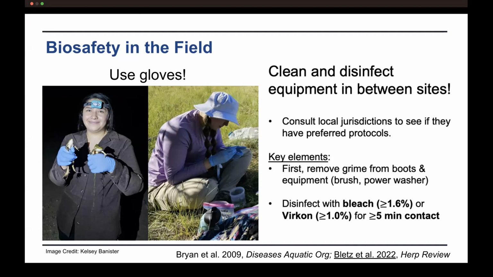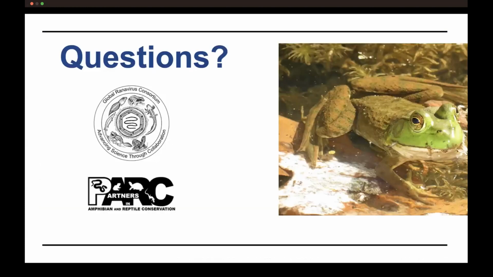But the key elements of any cleaning and disinfection protocol are that first, you should remove the grime from boots and equipment. As Jesse said, this pathogen can be transmitted in wet soil, in just water. And so you want to make sure that you get off all of the wet, grimy stuff, so with a brush or a power washer is nice and easy to do. And then you want to disinfect surfaces with bleach or Virkon at those recommended concentrations for at least a 5-minute contact period. And so with that, I think that's all I've got, and I'll take any questions.